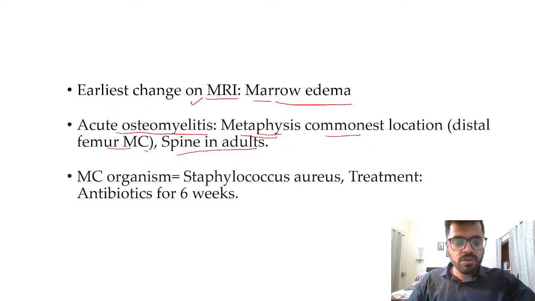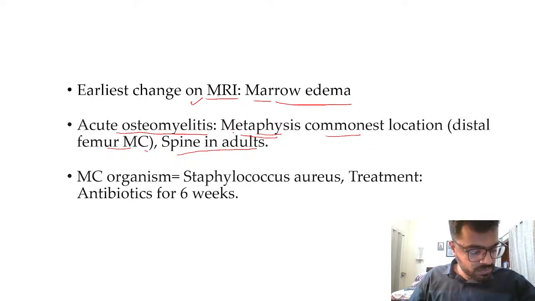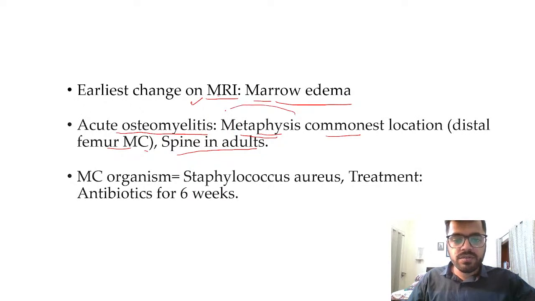Why does acute osteomyelitis occur more in the metaphysis? Would anybody like to answer that? Shivraj, why do you think there is more acute osteomyelitis in the metaphyseal location, not in the diaphysis or epiphysis? Is there any specific reason for that?